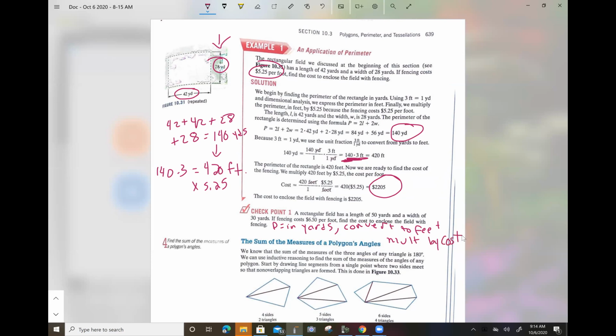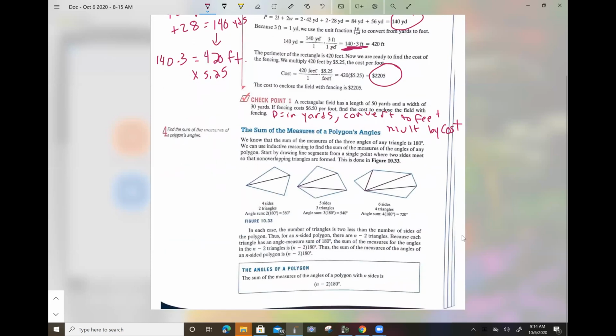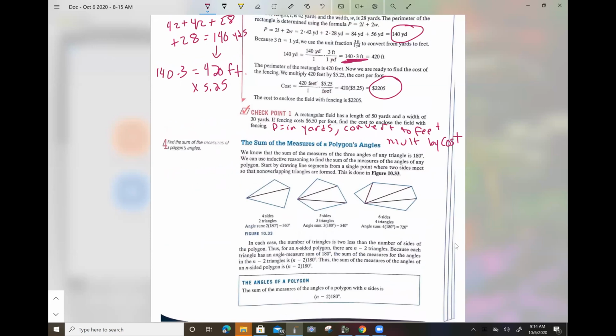Okay. This next part is the sum of the measures of a polygon's angles. We've done this before, in that we know a triangle adds up to be 180 degrees, right? This should just be something we remember. I'm not saying you have to remember it, but you probably do remember that a triangle adds up to be 180 degrees.